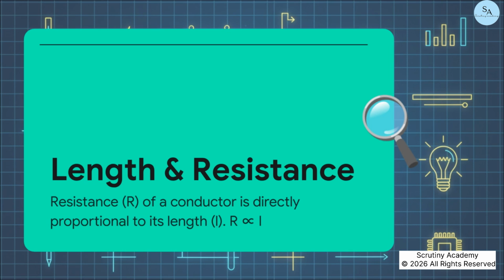Why? The longer the path, the more chances you have to get tired or stumble. It's the same for electrons. A longer wire just means a longer obstacle course of vibrating atoms to navigate. So if you double the length, you essentially double the number of potential collisions, which means you double the resistance.